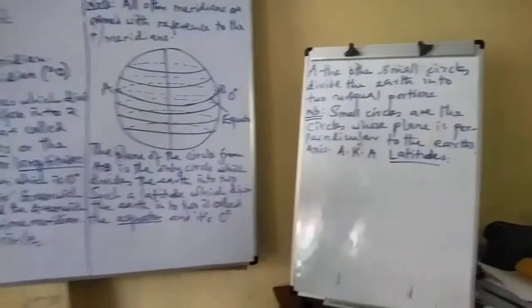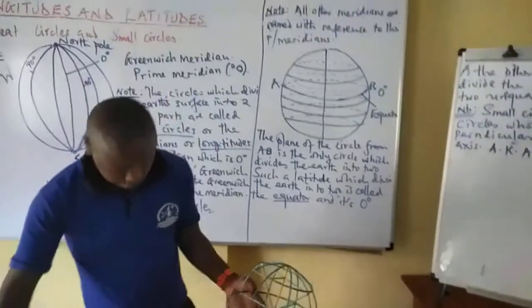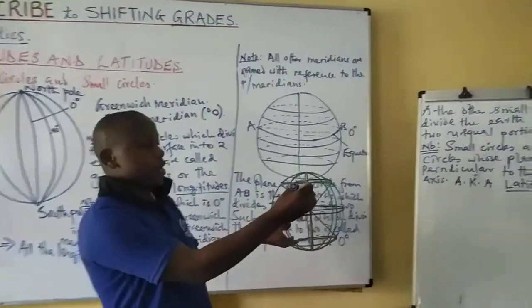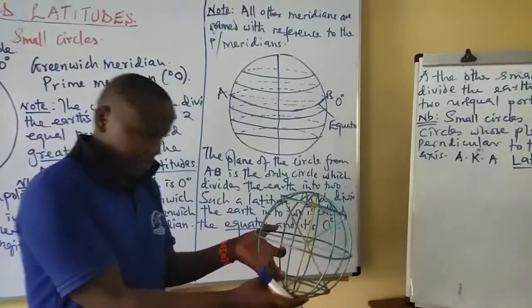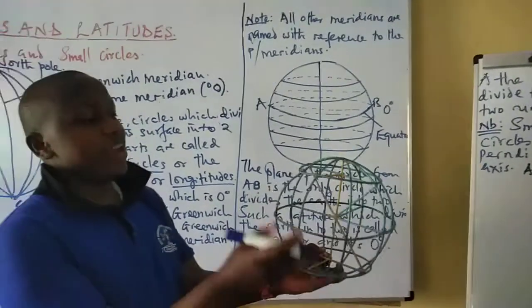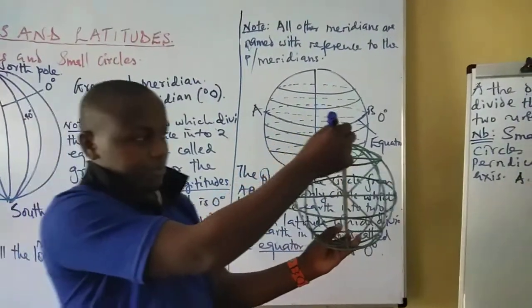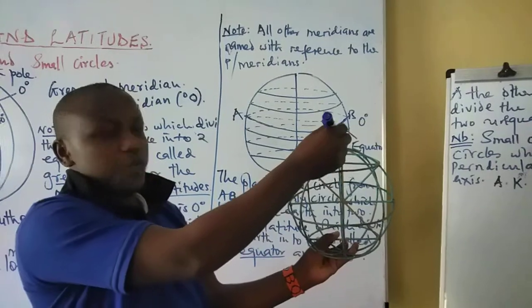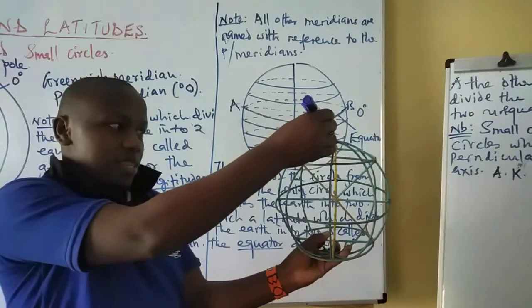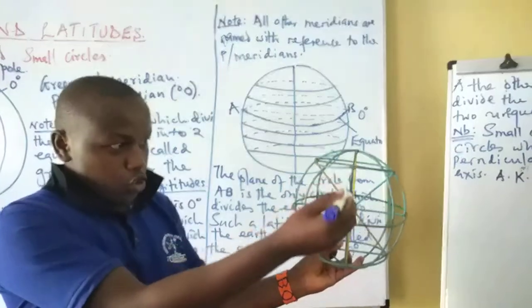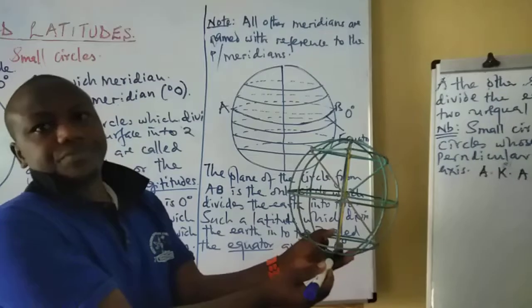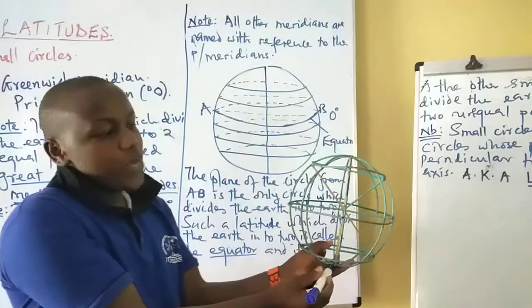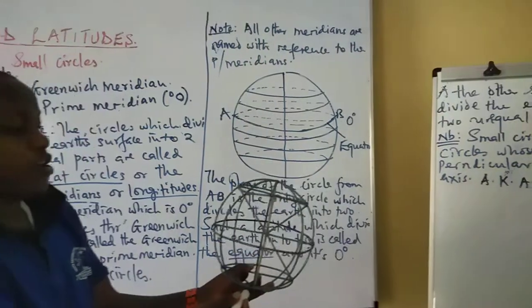Let me demonstrate whatever I am saying. So in this case, you find that there is this special longitude which is cutting from the North Pole to the South Pole, like that. We are calling it 0 degrees.